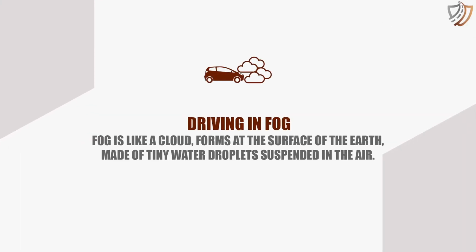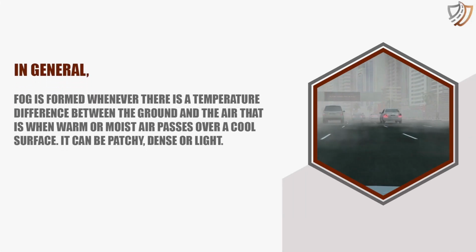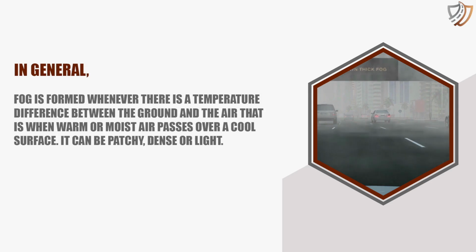Driving in fog. Fog is like a cloud that forms at the surface of the earth, made of tiny water droplets suspended in the air. In general, fog is formed whenever there is a temperature difference between the ground and the air, that is, when warm or moist air passes over a cool surface. It can be patchy, dense, or light.